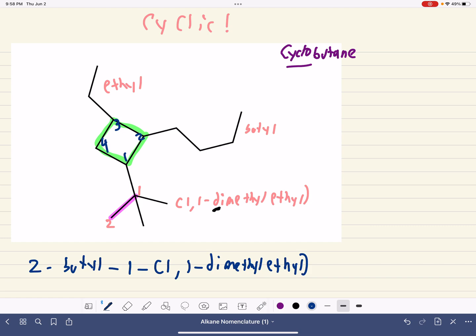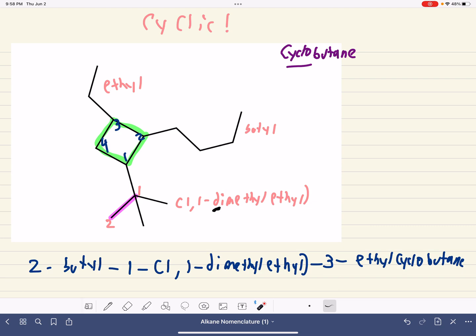I'll close the parentheses, add the last substituent, which is at position 3 and is an ethyl, dash ethyl cyclobutane. So one thing I want to point out is you notice that the last substituent got tacked onto the cyclobutane, as it usually is, because this is the parent chain. So don't get confused by the cyclo part, it just tells you it's in a ring.